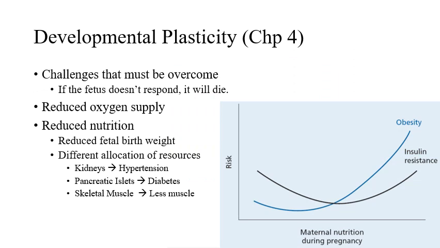So, if we're talking about humans, challenges that must be overcome typically fall into one of two things. It's some kind of nutrients being limited. It's usually oxygen, or it's just nutrient in general. If you have reduced oxygen supply, the body's going to emphasize brain and heart development, right? And it's going to have to make sacrifices of other things, right?